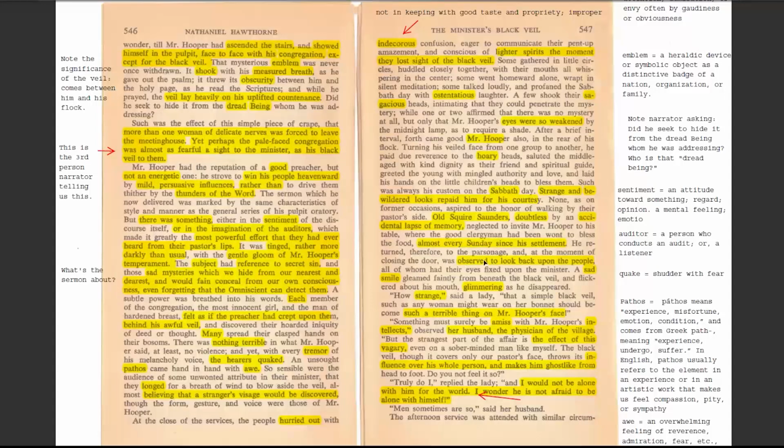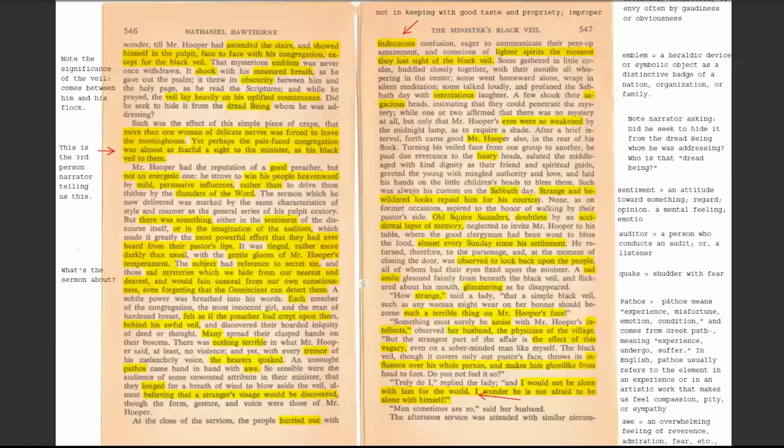So Hooper returned to the parsonage, and at the moment of closing the door, the parsonage is where he came from, now he's going back, he was observed to look back at the people, and a sad smile gleamed faintly from beneath the black veil. This smile is important to the story, because he's got that smile. Flickered around his mouth, glimmering as he disappeared. He's smiling at them. Or is he? Is he smiling at himself? Is he smiling at what happened because he put the veil on? What do you think?